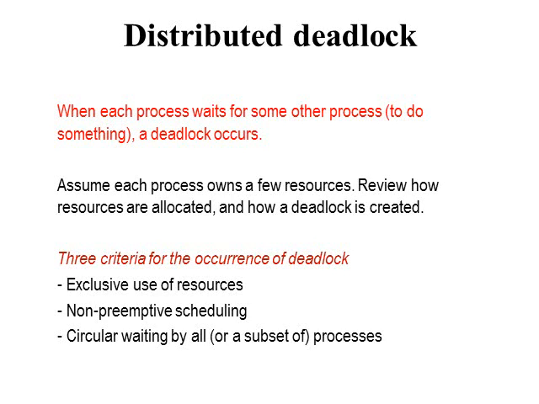Now the last one is something that we looked at very recently, where there is a subset of processes. Let's say there are processes 1, 2, 3, and 4. Process 1 is waiting for 2, process 2 is waiting for 3, process 3 is waiting for 4, and process 4 in turn is waiting on process 1. This results in a circular waiting of all the processes, which results in a distributed deadlock. So these are the three criteria or reasons why a deadlock can occur in a distributed system.